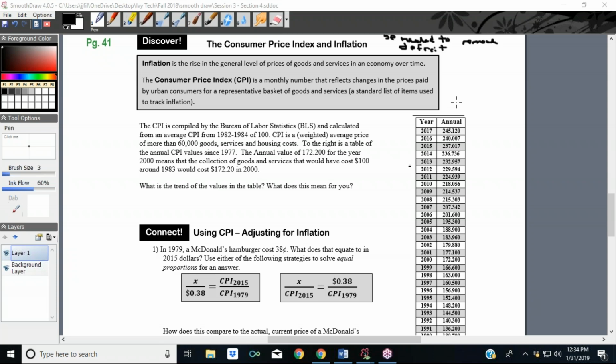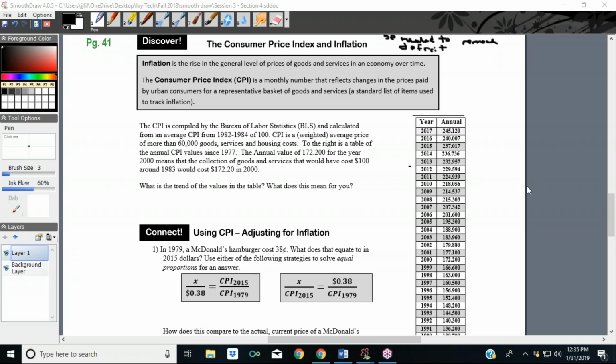Well, the trend is increasing, isn't it? Right? It increases over time. What does that mean for us as consumers? The cost of goods and services is going up. Yeah, it just means that buying the same things we would have bought those years back costs us more money today.